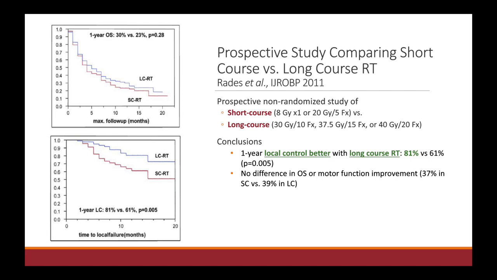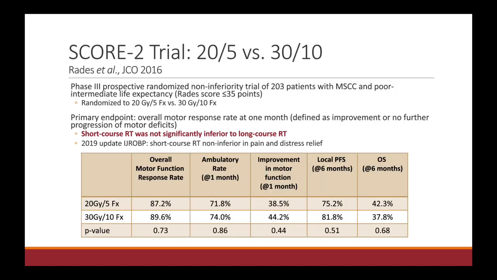Based on the results of that retrospective study, Rades then came out in 2011 with a prospective non-randomized study comparing the exact same things. So they compared short course radiation, 8 gray in 1 or 20 gray in 5, to long course radiation, 30 gray in 10 or more fractions, and drew the exact same conclusions. So the local control was better with long course radiation, but there was no difference in overall survival or motor function improvement, corroborating the results of the prior study. So far, though, none of these trials have represented level 1 evidence.